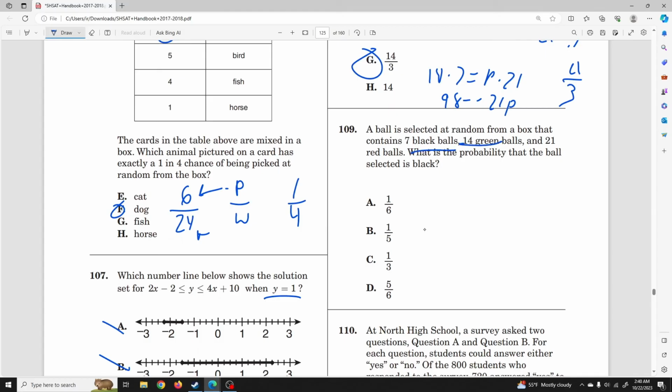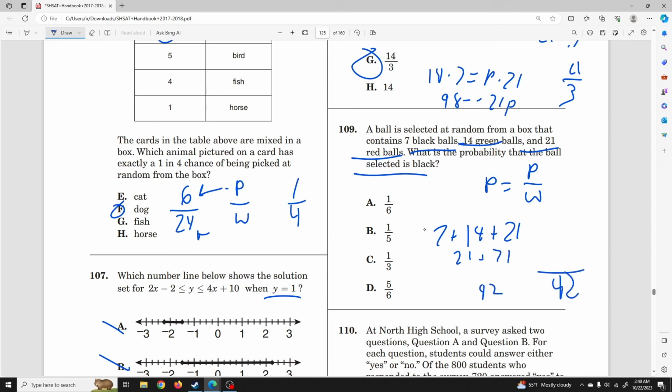And 109 says a ball is selected at random from a box that contains 7 black balls, 14 green balls, and 21 red balls. What is the probability that the ball selected is black? Remember, probability is equal to part over whole, right? So what's our whole? Our whole is going to be 7 black balls plus 14 green balls plus 21 red balls. So 21 plus 21 is going to be 42, right? That's the total amount of balls. Whole is going to be the total amount of balls.